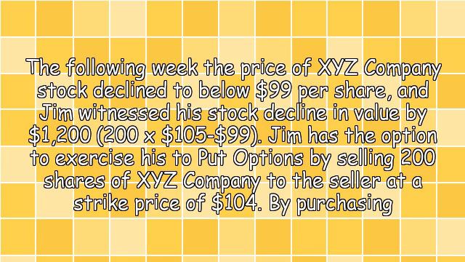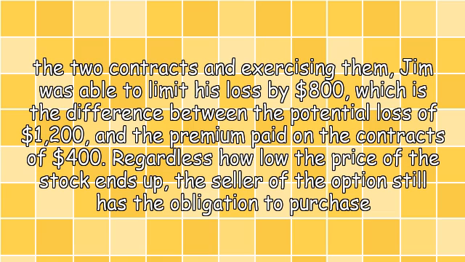Jim has the option to exercise his put options by selling 200 shares of XYZ company to the seller at a strike price of 0.4. By purchasing the 2 contracts and exercising them, Jim was able to limit his loss by 0.0, which is the difference between the potential loss of 200 and the premium paid on the contracts of 0.0.